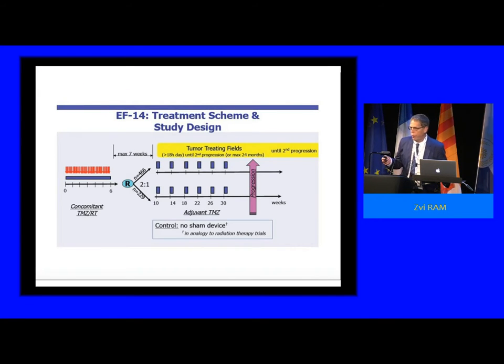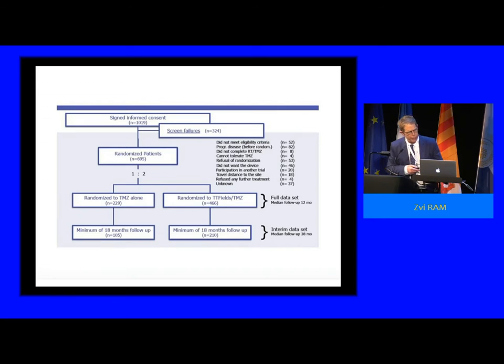But this led, of course, to the phase 3 study in newly diagnosed patients. Patients were randomized 2-to-1, either receiving the Stupp protocol with TTF or just the Stupp protocol as it is. Over 1,000 patients were screened, but 700 were enrolled in the study. Data analysis consisted of an interim analysis after half the patients, 315 patients, were enrolled with a follow-up time of 18 months, and then subsequently the analysis of the full data set.